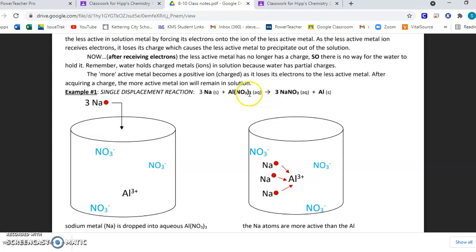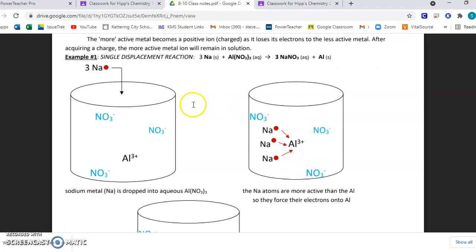In order to balance the reaction, I have 3 nitrate ions. So I'm going to need a 3 in front so that the law of conservation of mass is followed. If I put a 3 in front there, I need a 3 here. I have 1 aluminum on the left side. I only need 1 aluminum on the right side to balance. So here we go. Let's illustrate what really happened here.